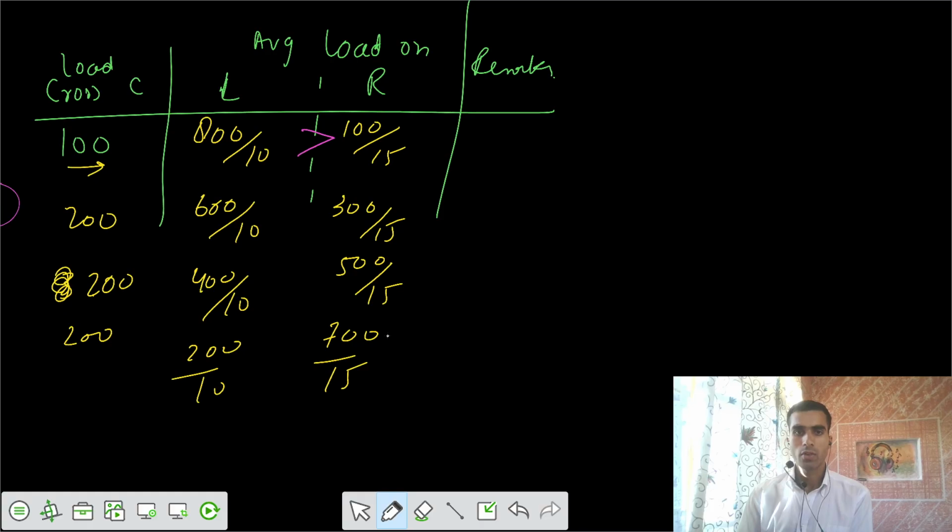This one is greater, this one is also greater, and this is also greater. On this side this value is 40, and 500 by 15, what is this value? 500 by 15 is 33.3. This one is 40, since 400 by 10 is 40.